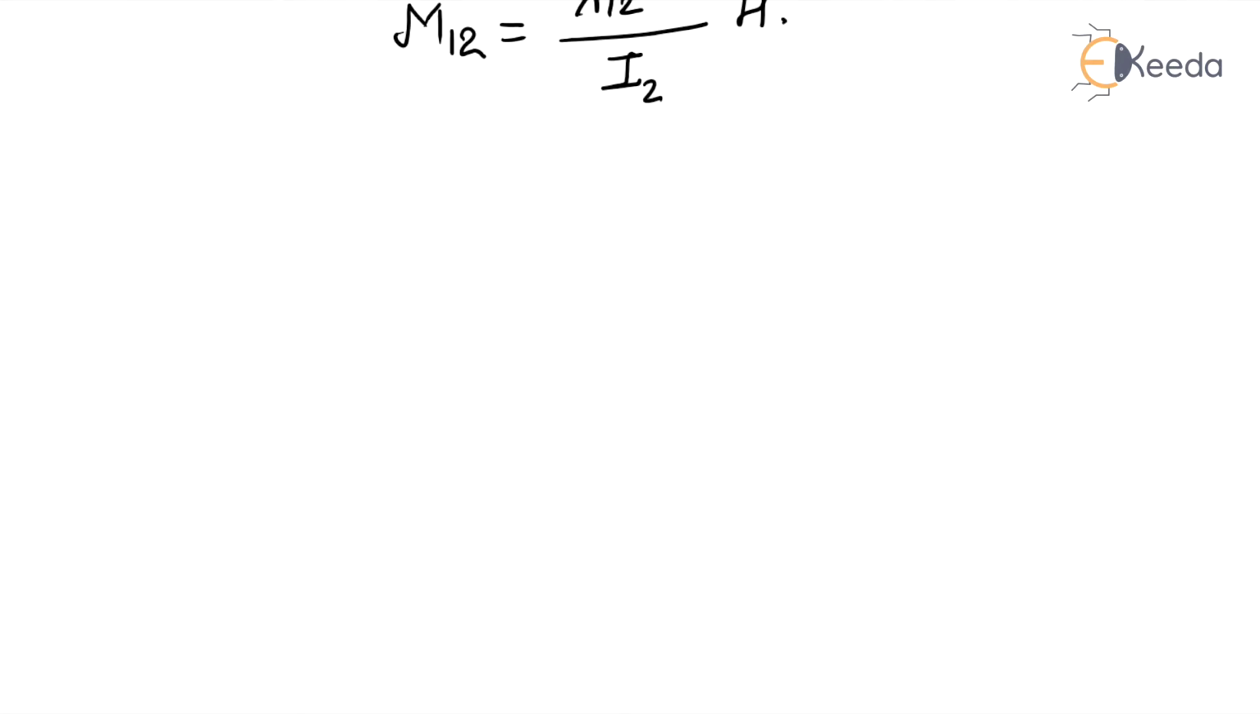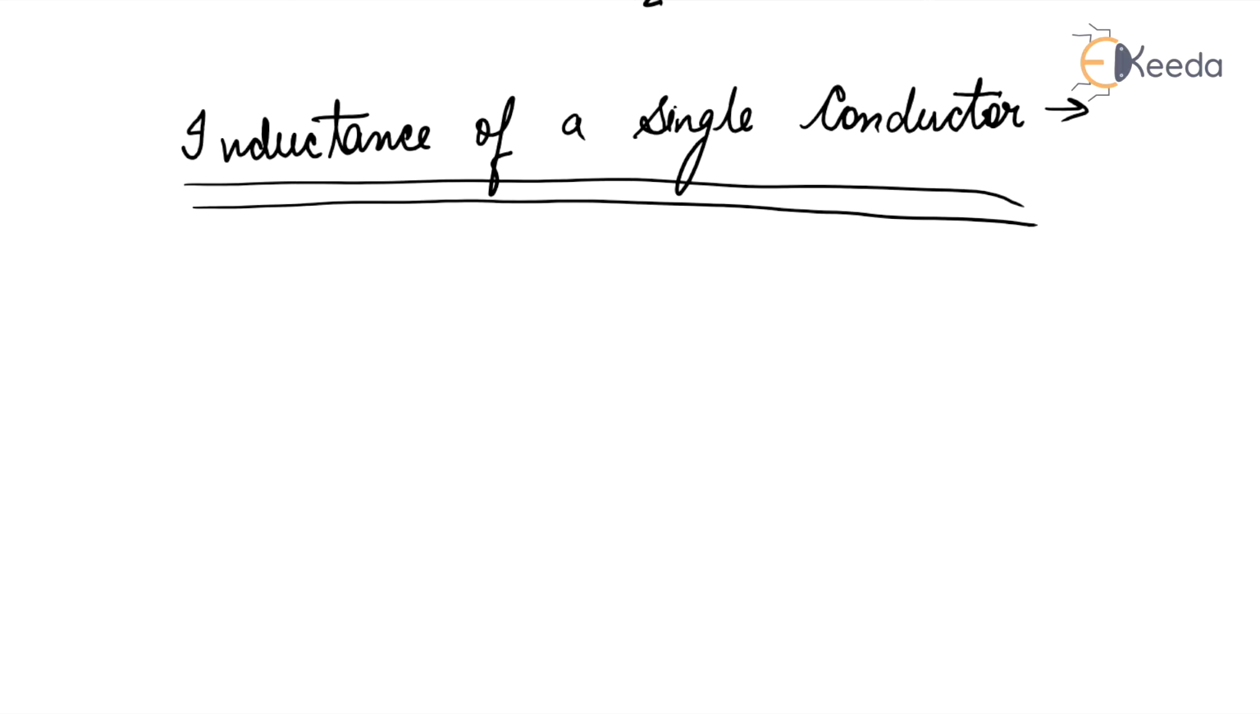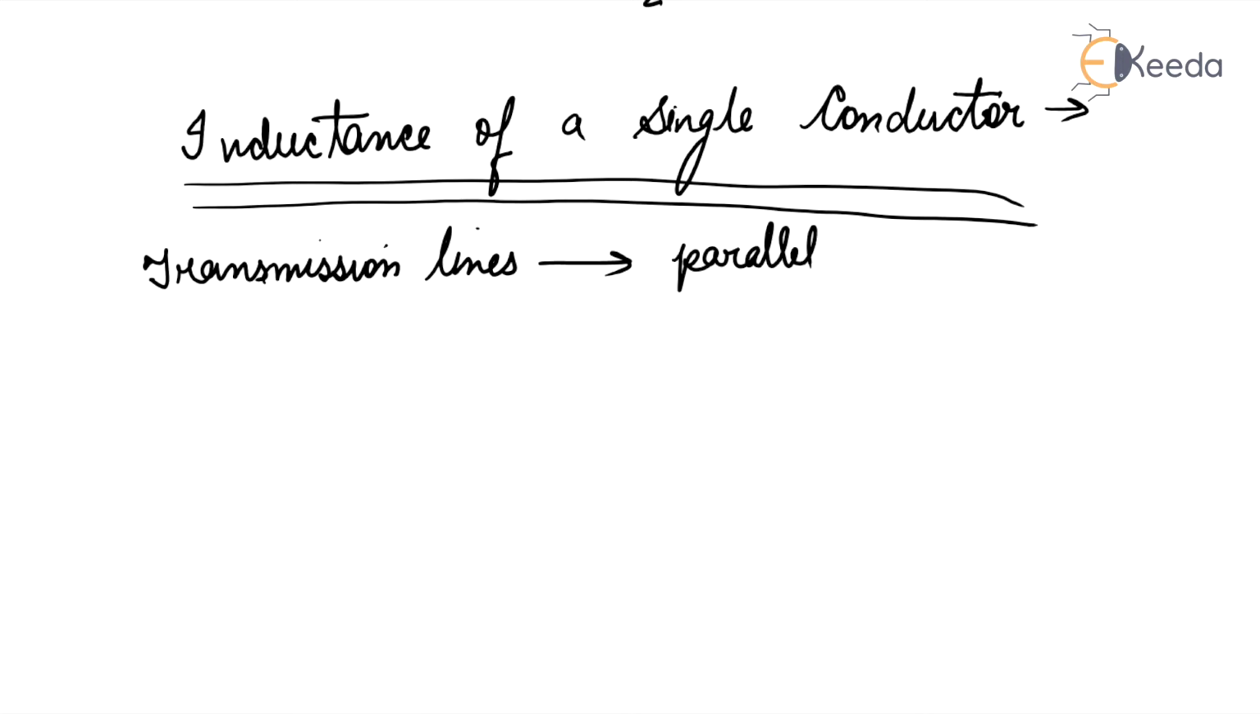Now inductance of a single conductor. See, a transmission line is a distributed network, and transmission lines are composed of parallel conductors and can be assumed as infinitely long.